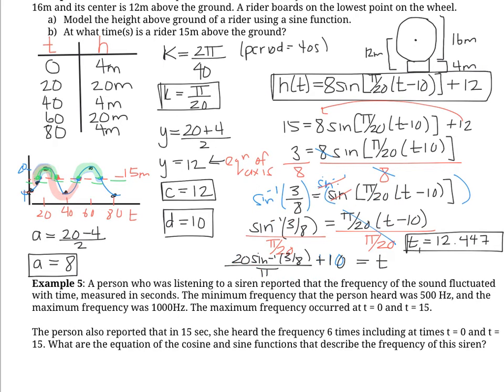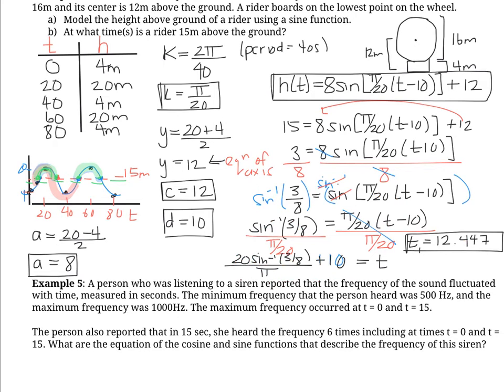Well, take a look back at our calculation here. Is there anything here that has more than one value? 20 is just 20, pi is just pi, 10 is just 10. But take a look at the sine inverse of 3 over 8. Taking a sine inverse of a ratio means that we're looking for an angle that has this ratio. Well, according to the CAST rule, this ratio is positive for sine in quadrant 1 and in quadrant 2.